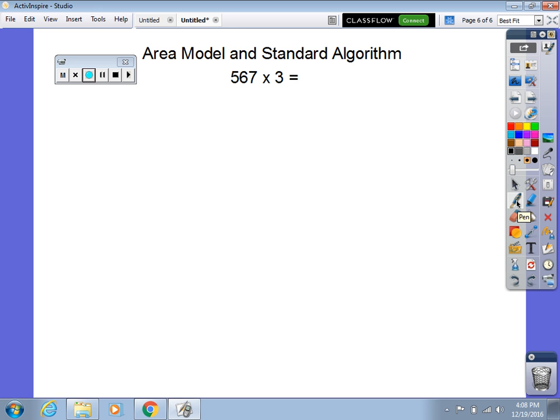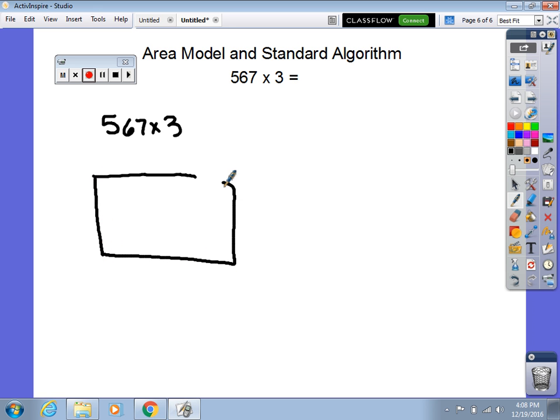So if I do the area model, 567 times 3, I'm going to draw my large rectangle still. Again, I'm going to write 567 in expanded form. And then I'm going to put 3 on the side.